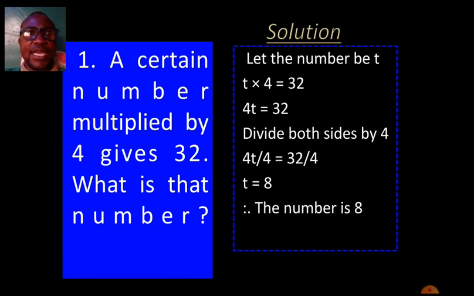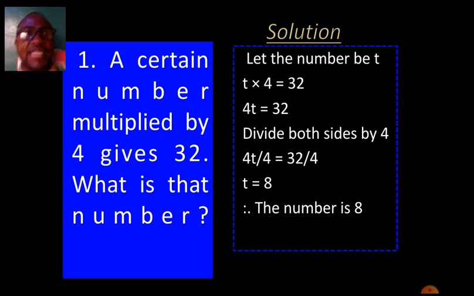A certain number multiplied by 4 gives 32. What is that number? This is an example of word problems on open sentence. A certain number multiplied by 4 gives 32. We don't know the number that is multiplied by what? By 4. Am I communicating? Now, let's go to the solution.